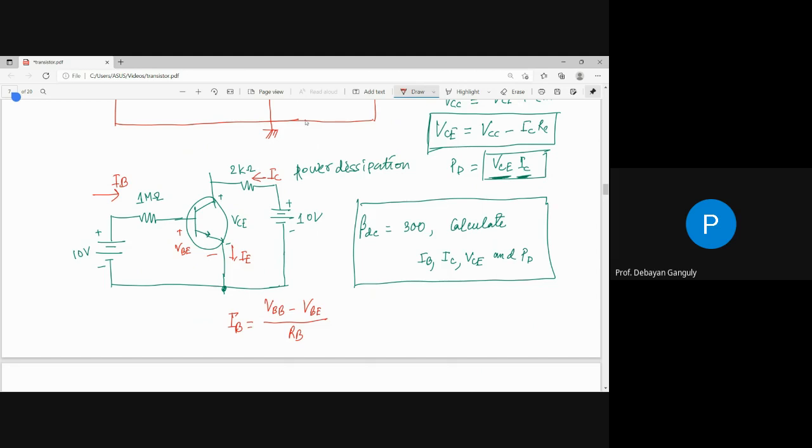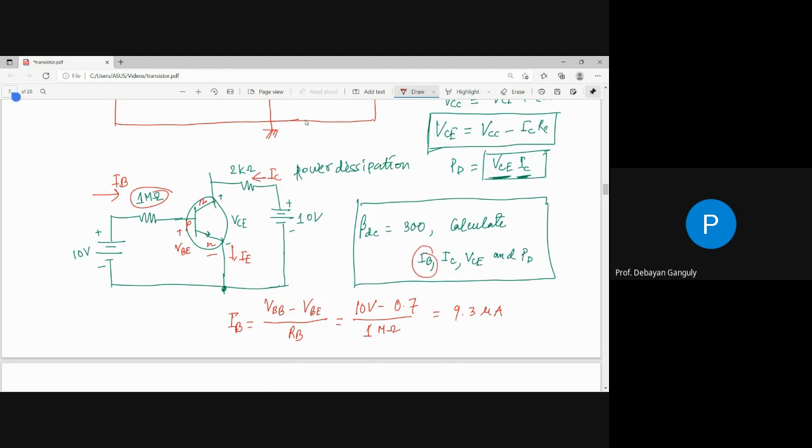What I am saying is that when you are connecting this N, this P, this N, the P side is connected to the positive terminal. So this is in forward bias. So the forward voltage, that means this VBE, is nothing but the forward bias voltage. And you know the forward bias voltage is 0.7 volt. So the supply is 10 volt, VBE is 0.7 volt, and the resistance given is 1 mega ohm. If you calculate it, you will get 4.3 microampere. So this is IB.